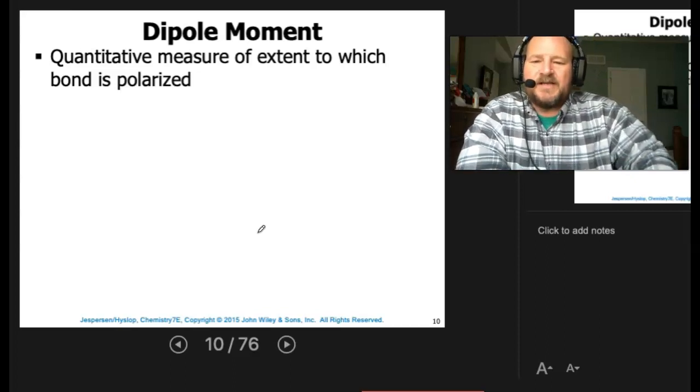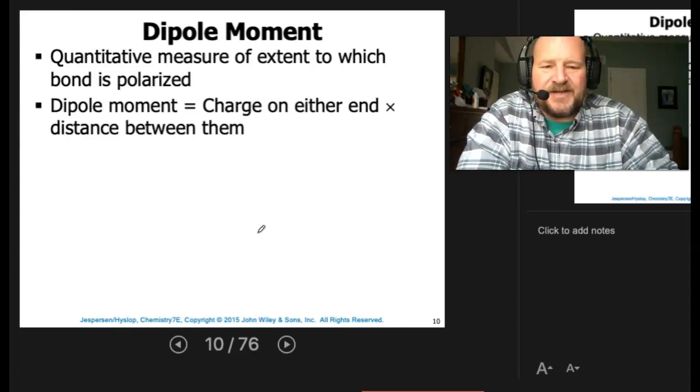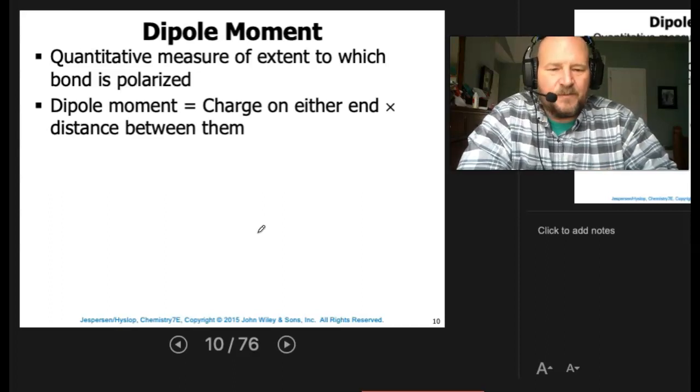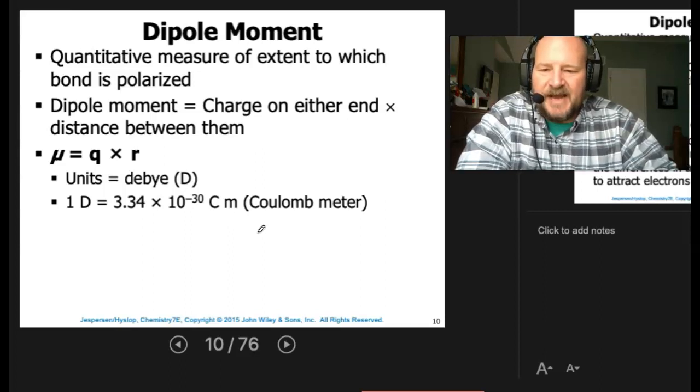It's a quantitative measure of the extent to which the bond is polarized. We can actually put a number on how much polarization we have. And if the polarization is large enough, then we form a dipole moment. So the charge on either end times the distance between them: mu is equal to Q times R. The units are usually measured in Debye, which is a capital D, and one of those is a very, very, very, very small Coulomb meter.